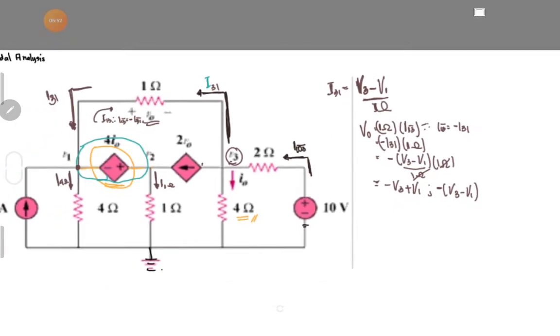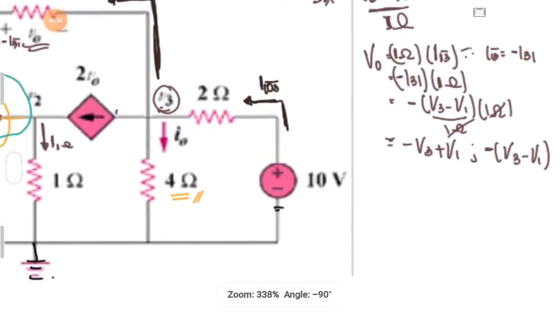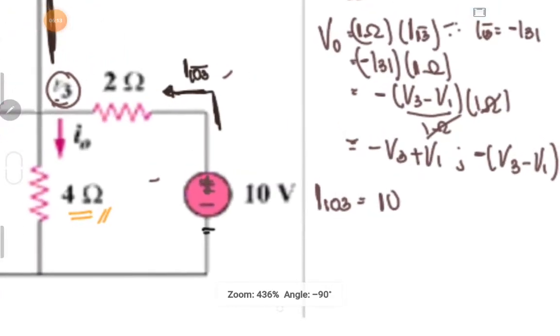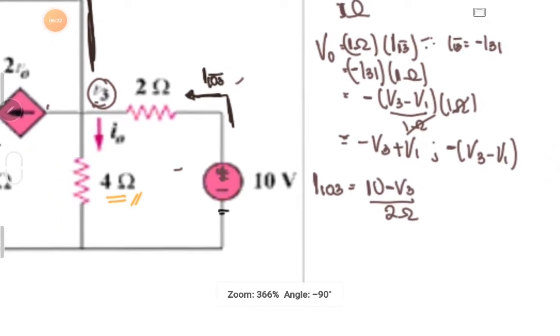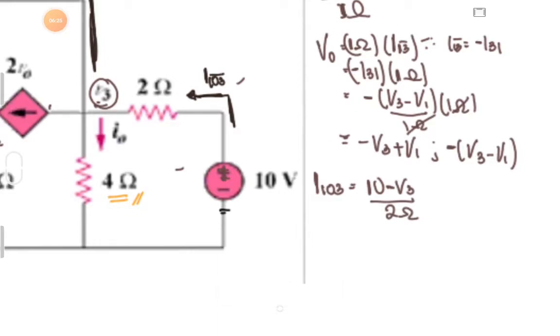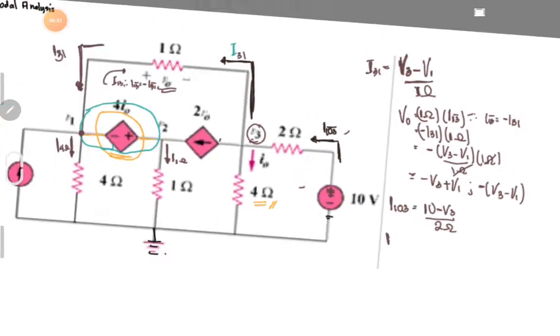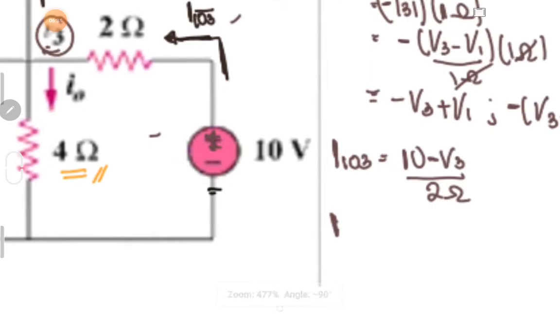Next, we have our I10-3, this one. So, I10-3 is simply equal to 10 volts. Positive, because it is positive on top. If reversed, it would be negative 10 volts. So, since the positive is on top, I may say that it is positive 10 volts minus my V3, divided by our 2 ohm. Right? From Ohm's law, V equals IR, and from higher potential to lower potential divided by our resistor. Next is our Io, or our I4. So, I4, let's say Io. Okay, Io na lang to.